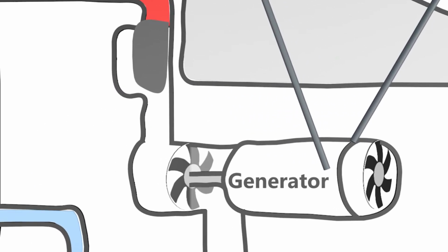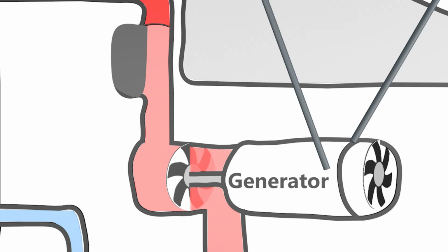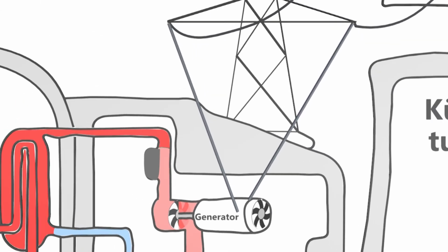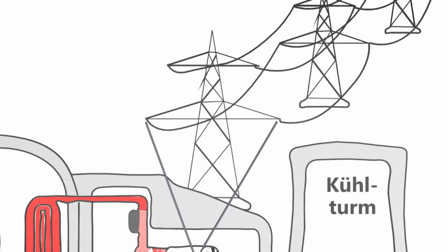If you now open a valve, the hot water vapor flows through a turbine which starts rotating. The turbine is connected to a generator that generates electricity. The electrical current is then passed on via high voltage lines.